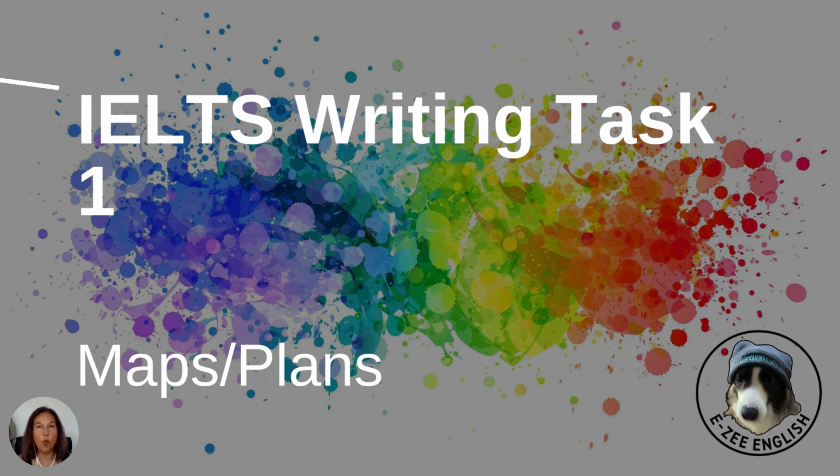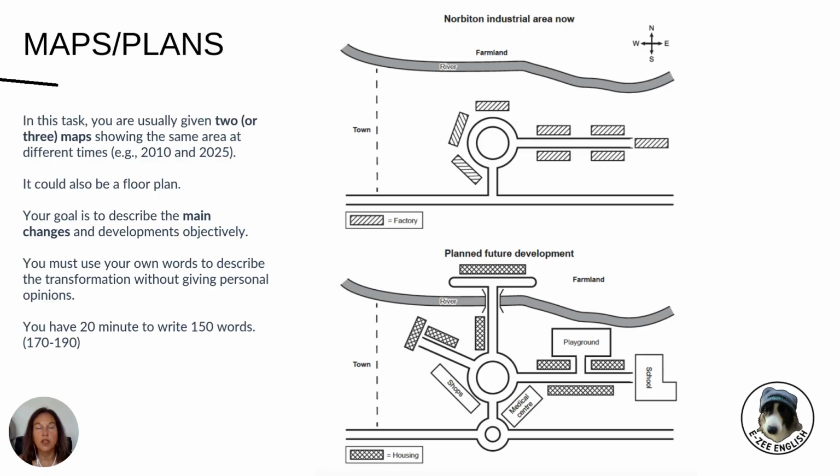Let's focus on one of the most visual and dynamic parts of the IELTS exam, writing task 1, maps and plans. Whether you're looking at a city changing over 20 years or a small office floor plan, these skills will help you reach that band 7 or higher.